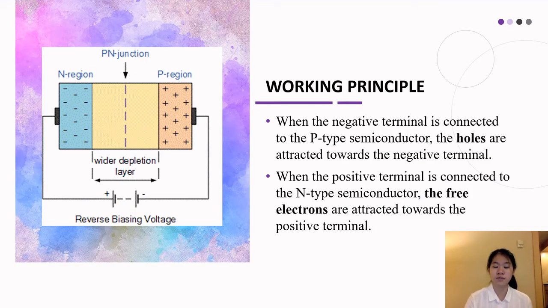Now I will explain about the working principle of the reverse bias. When the negative terminal is connected to the P-type of the semiconductor, the holes are attracted towards the negative terminal. When the positive terminal is connected to the N-type of the semiconductor, the free electrons are attracted toward the positive terminal.